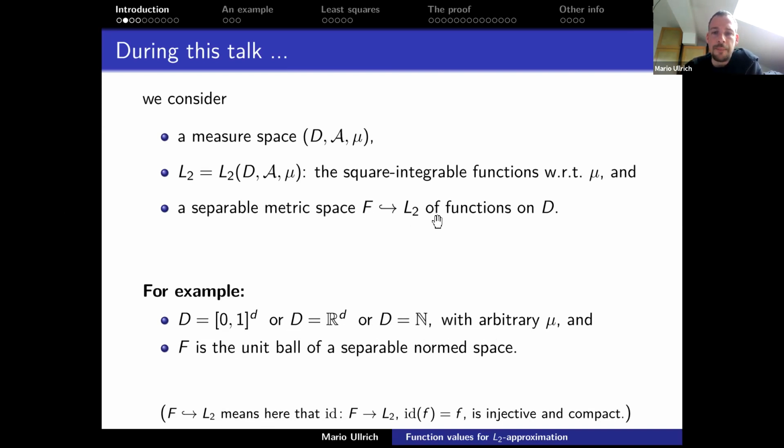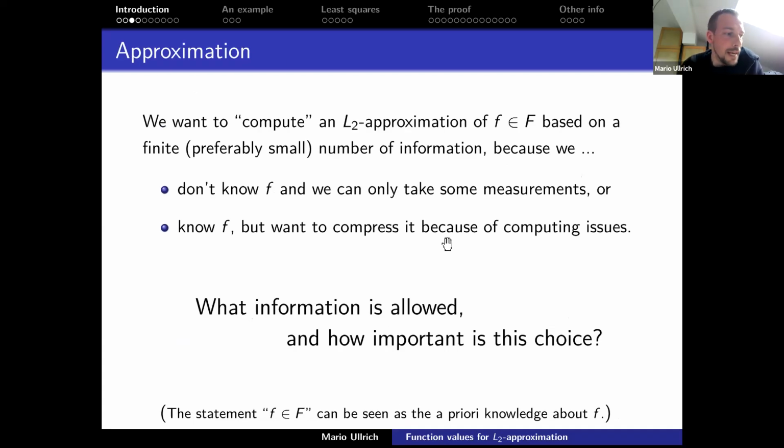So F should be embedded into L2, which means that the identity is injective and compact. That's a classical assumption here. And what we want to do is compute, in a theoretical sense, an L2 approximation of a function with a finite number of pieces of information, preferably small, clearly. And the reasons are several.